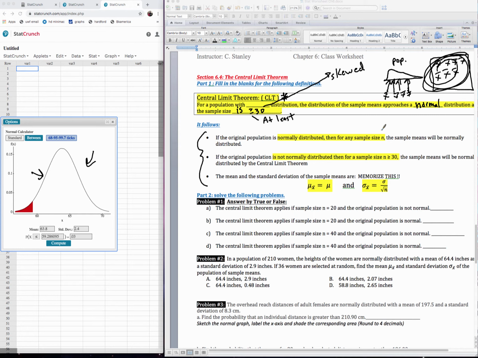You could have any size. The sample means will be normally distributed. If the original population is not normally distributed, then you need 30. And then this is always true. So this is a must. You have to know this because see where it says mu right here? Look over here. This is your mu. This is a standard deviation. If you look over here, that's your standard deviation. So this formula, you're going to have to put this formula in over here. This mean is going to go over here.